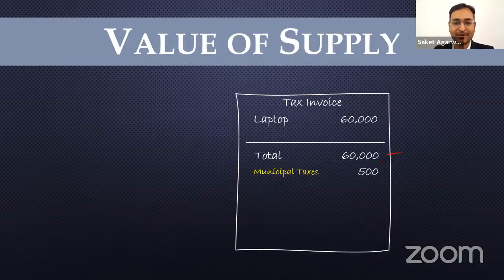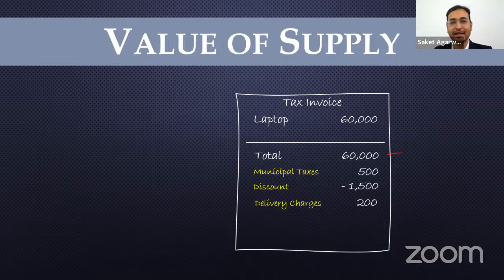Let's take further complications. Imagine there is a discount given of 1,500 on the same invoice. Now what to do? Before multiplying the 18% GST rate, should we subtract the 1,500? Or without subtracting 1,500, should we first calculate the GST and then minus 1,500? Further complication. Imagine this seller, for the sale of the laptop, is also charging us for the delivery of the laptop. 200 rupees charged as delivery charges.